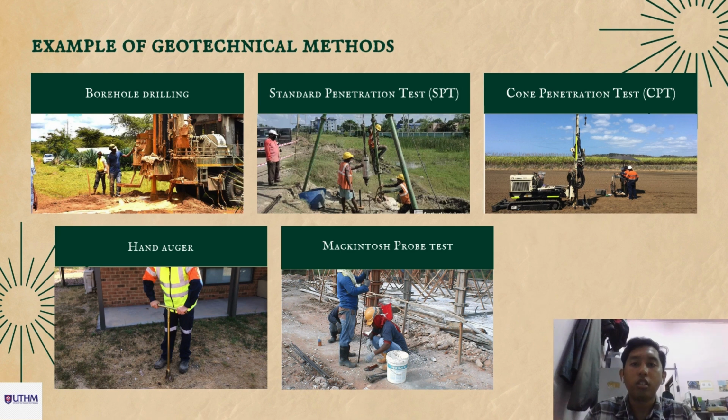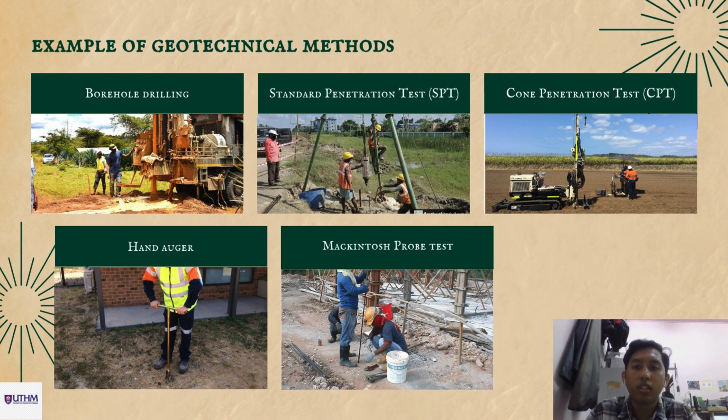So these are examples of geotechnical methods or geotechnical techniques. The first one is borehole drilling. Borehole drilling is used to collect soil or rock samples for lab testing. The second one is the standard penetration test (SPT). SPT is used to measure the resistance of soil to penetration. The third one is the cone penetration test (CPT). CPT is used to measure soil resistance and pressure to determine strength and other properties.